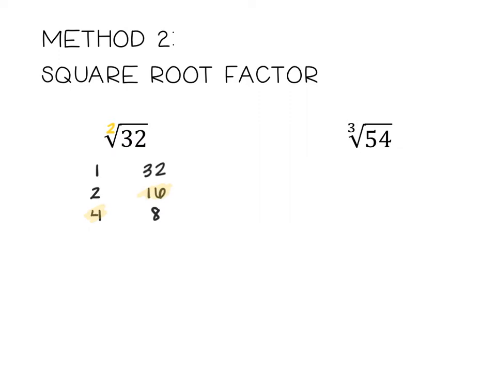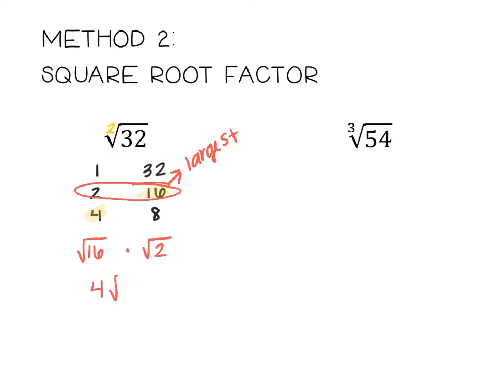And the thing here is that I always want to use the biggest one because I want the other factor to be prime. So if I look at 4, its factor pair is 8, and 8 is not prime. But if I look at 16, 2 is prime. So I'm going to use this pair right here because 16 is the largest square root factor. So this becomes the square root of 16 times the square root of 2. And the square root of 16 is just 4. And the square root of 2 is imperfect, so I'm going to leave it the way it is. So simplified, the square root of 32 would be 4 times the square root of 2.